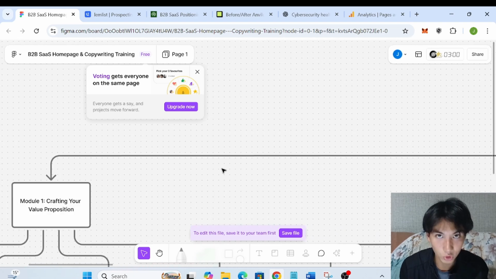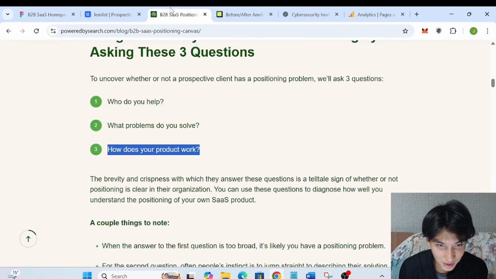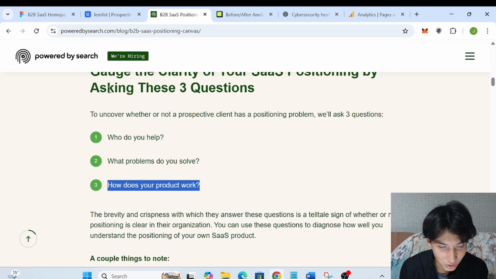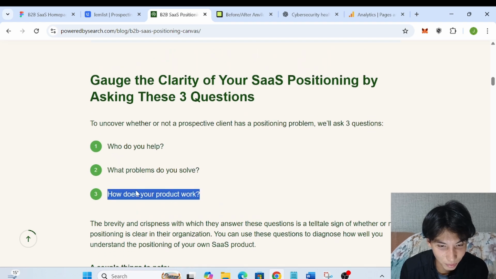Okay, so the first thing you want to do is craft your value proposition. So now how do you do this? The first thing that you want to do when you craft your value proposition is, actually I prepared a document for you. You want to gauge the clarity of these three questions. So who do you help? What problems do you solve? How does your product work?